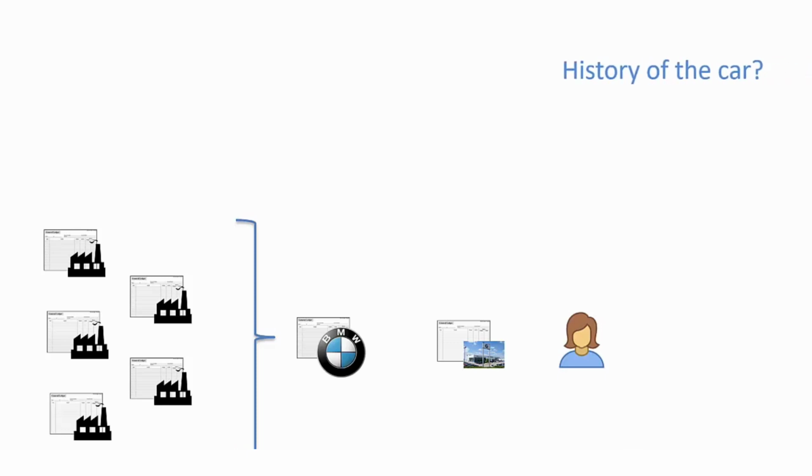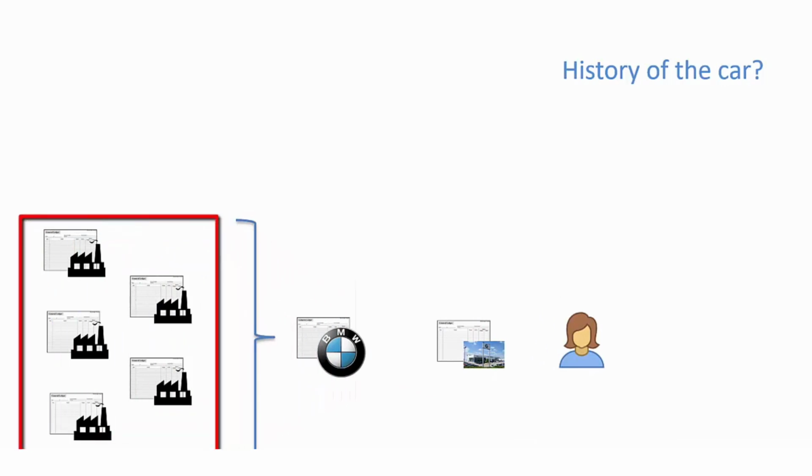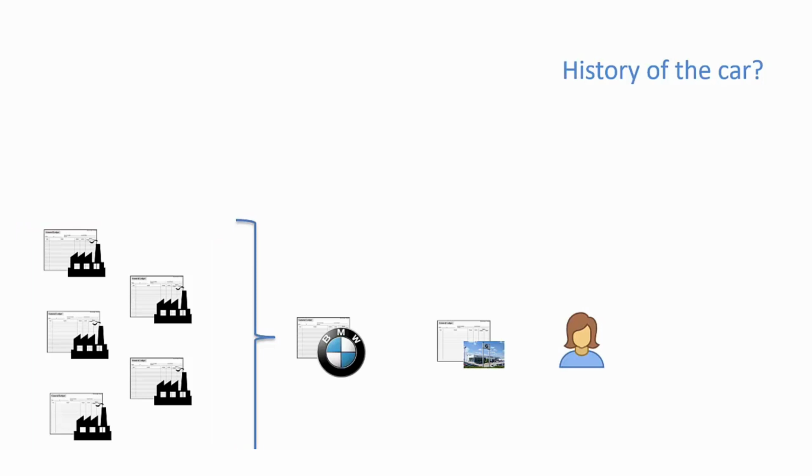Let's say we have to answer this question now. What is the history of this specific car? The customer who owns the car can give us information about the dealer. We can check the dealer's ledger to understand where the dealer received the car. Then we can check the manufacturer's ledger to understand where all the parts came from. So we get a good historical idea about the car that the customer owns.